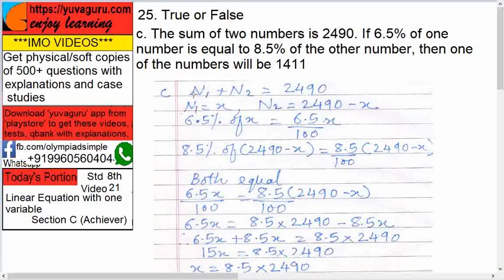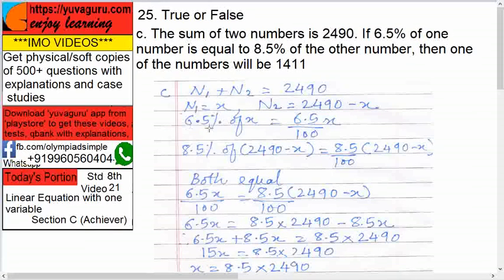Let the two numbers be n1 and n2. Okay, so n1 plus n2 equals 2490. So let's say x, we need not take x always, but what happens is we are used to writing x and y. That's why I am taking this x. Let one of the numbers be x. So if one of the numbers is x, n2 will be what? 2490 minus x, right?